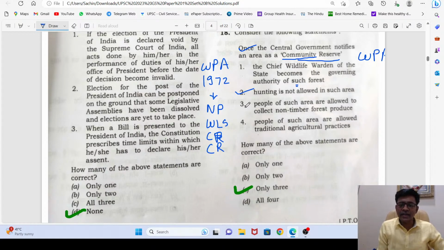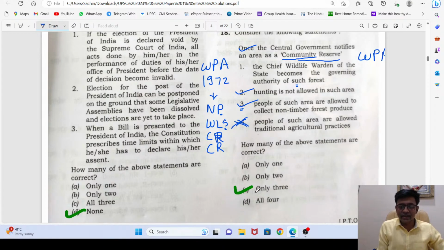Then, people of such an area are allowed to collect non-timber forest produce. Now remember, even in national parks and wildlife sanctuaries' buffer zones, people are allowed to collect non-timber forest produce. Compared to a national park and wildlife sanctuary, a community reserve has less protection. That's why the third statement is also correct. People of such an area are allowed traditional agricultural practices. That is wrong, the fourth is wrong. Why? Because even agriculture, even jhum cultivation, is not allowed in community reserves. So the fourth statement is wrong.